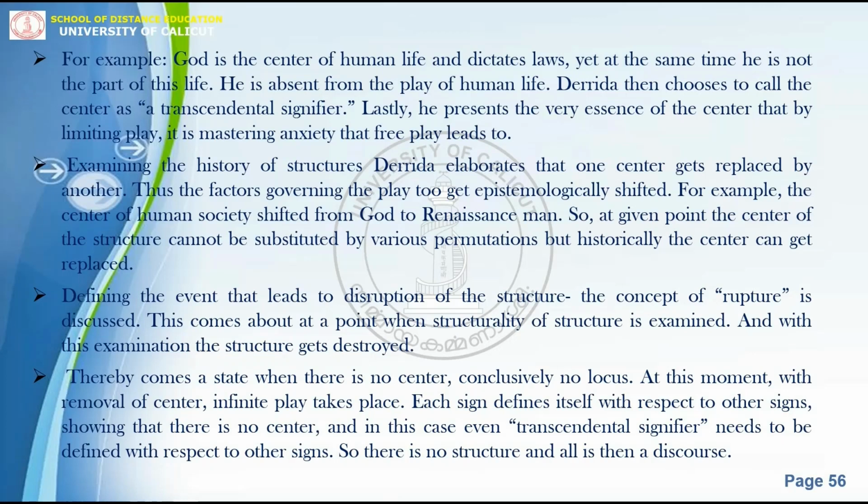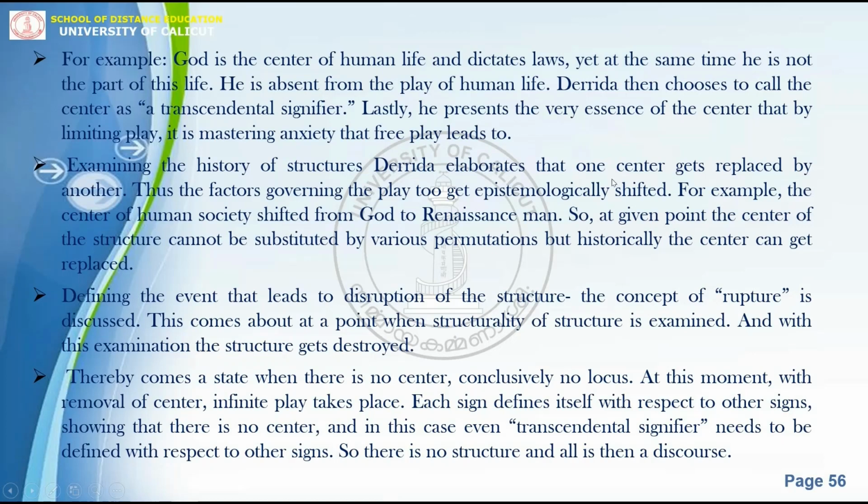examining the history of structures. By examining the history of structures, Derrida elaborates that one center gets replaced by another. Thus, the factor governing the play too gets epistemologically shifted. For example, the center of human society shifted from God to Renaissance man. So at a given point the center of a structure cannot be substituted by various permutations, but historically the center can get replaced. So initially people were believing in God, then the center of the universe became man, and in the present scenario, nature is the center of the universe. So this is how we can say about this. That is the history of structure.